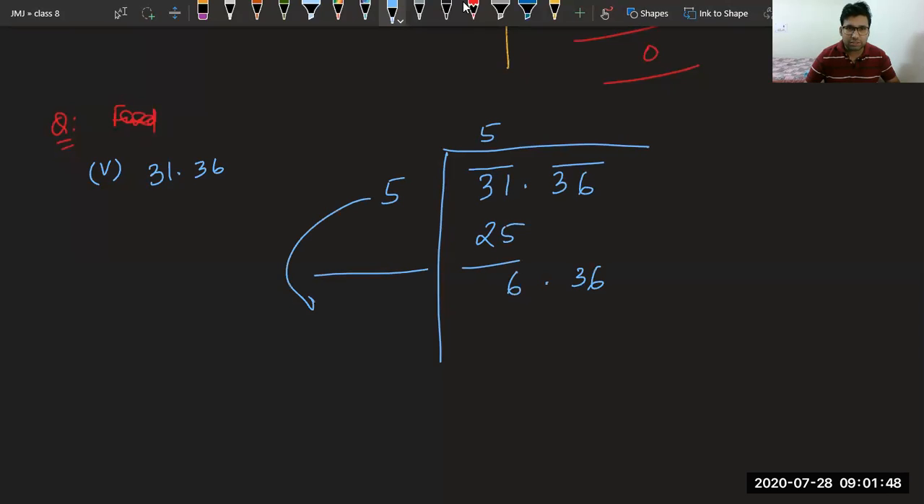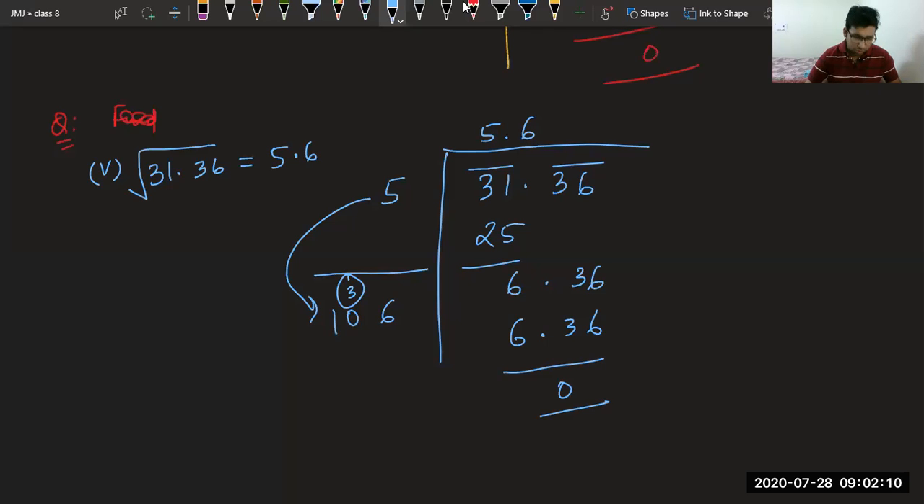Now twice of 5 is 10. We all can check which number can give you 6. Take 6. 6 6s are 36. 3 carried. 3 will be here. 6 1s are 6. I hope, Joel, it is clear to you now. Answer is 5.6. Yes, beta. I think there is a mistake. Ananya, there was a mistake in that step.